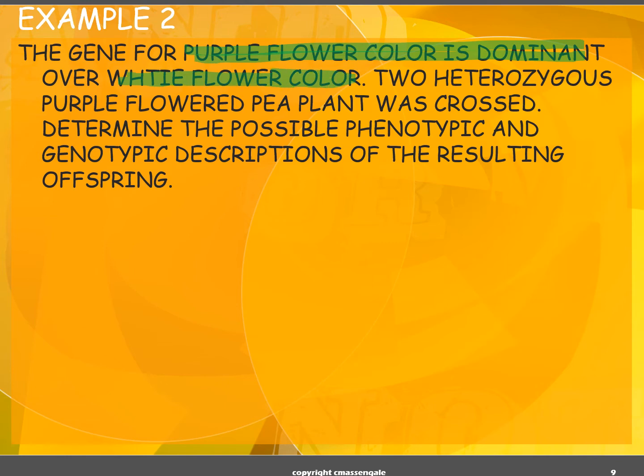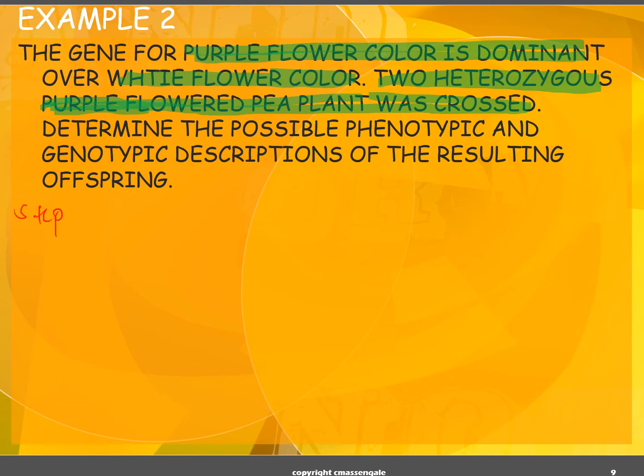So meaning white flower color is our recessive trait. Okay? So another clue is this. So two heterozygous purple flower pea plant was crossed. So these are the parents. So dalawang heterozygous. Ayan. So now we are done identifying the clue with the problem. So now let's start with step number 1.